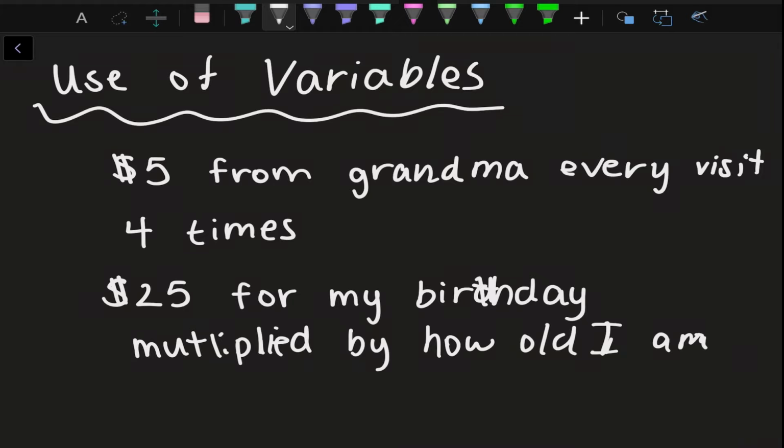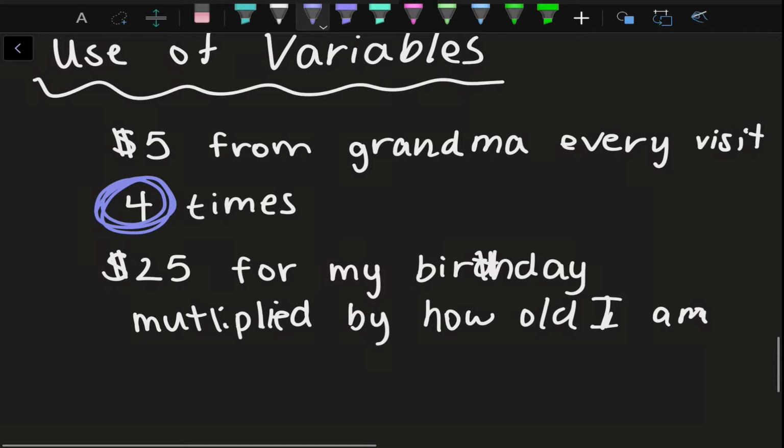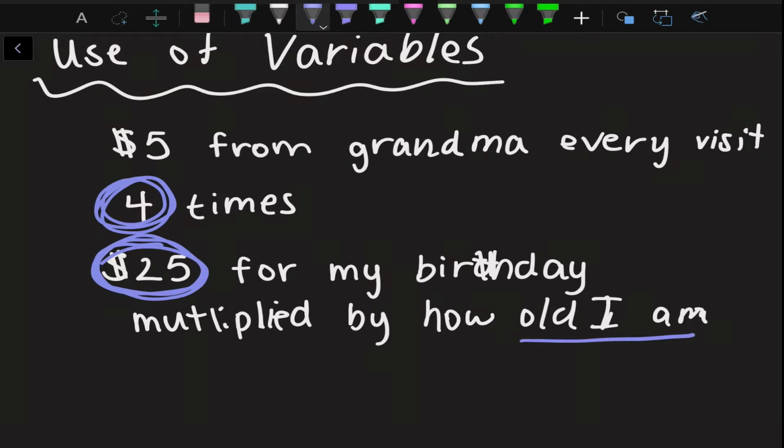The big thing to remember here is you're going to see her 4 times for sure. So that is going to be what we call a constant, a number that's not going to change. Same here: I'm going to get $25 for sure, but multiplied by how old I am. So we know $25 is a constant. It's not going to change.